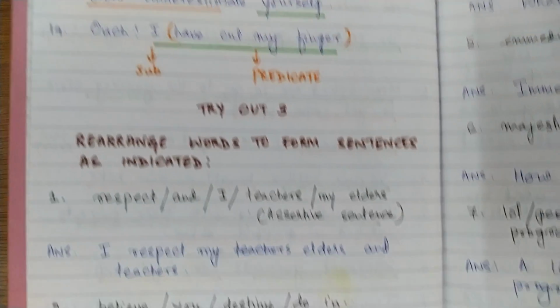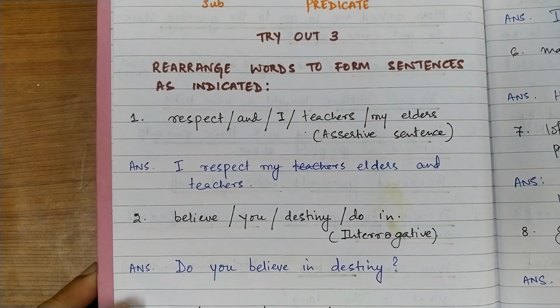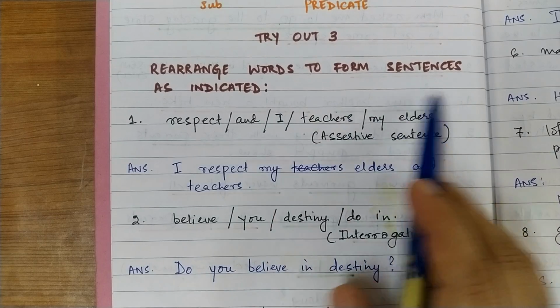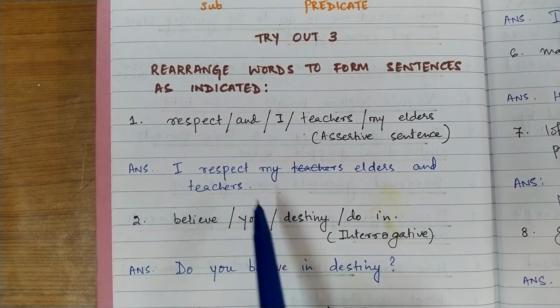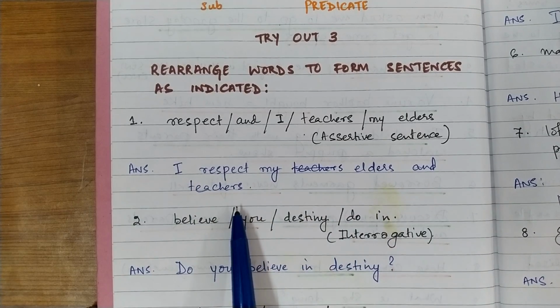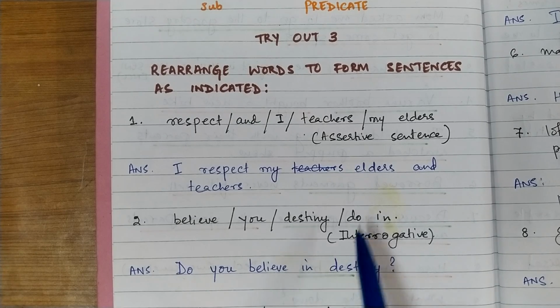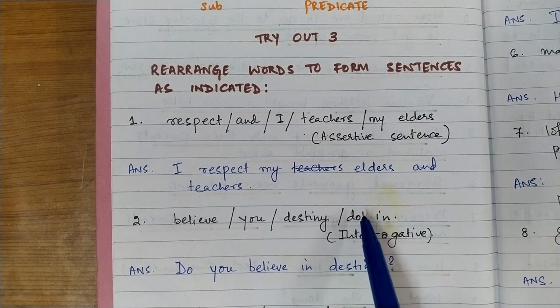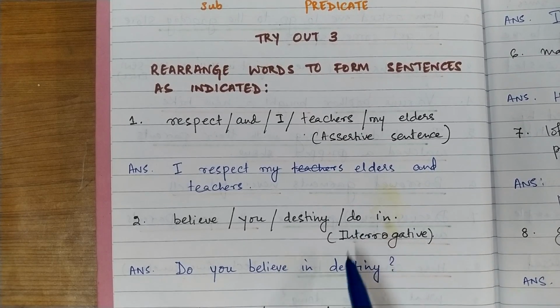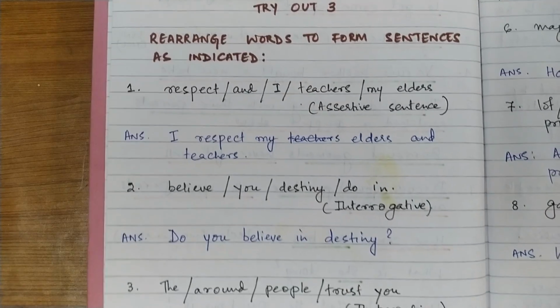Next children, let us go over to tryout number 3. Now in tryout 3, rearrange words to form sentences as indicated. For the first one, it will be I respect my elders and teachers. 2. Do you believe in destiny? Because it has the question word do, which I told you is used as a question word in a few sentences. And do you believe in destiny? Question mark, because we do not know what the answer is, we are asking. Number 3.